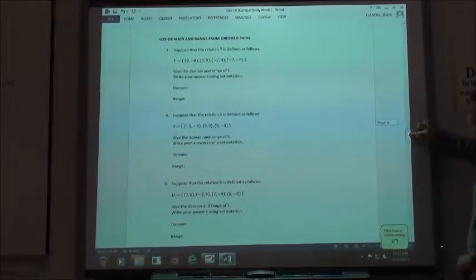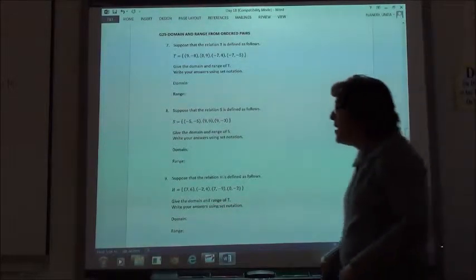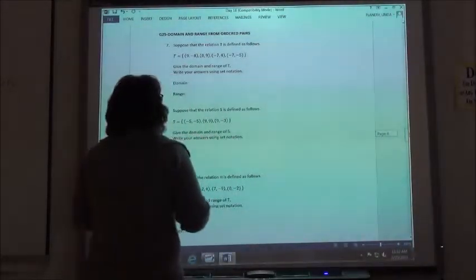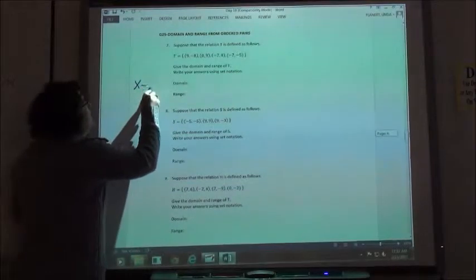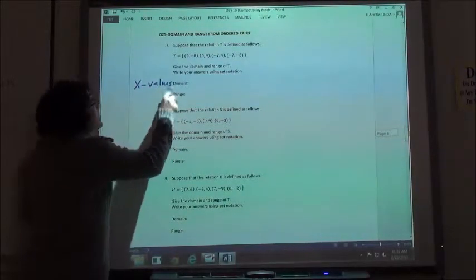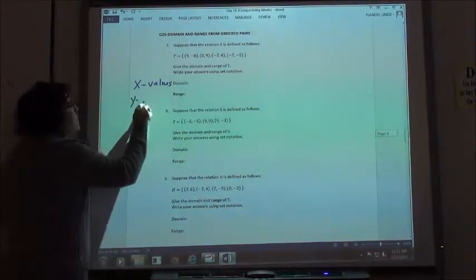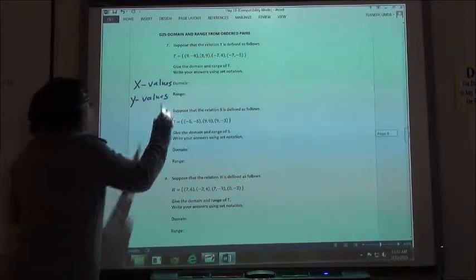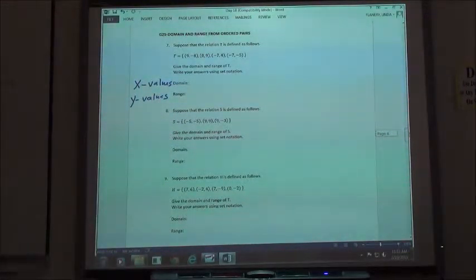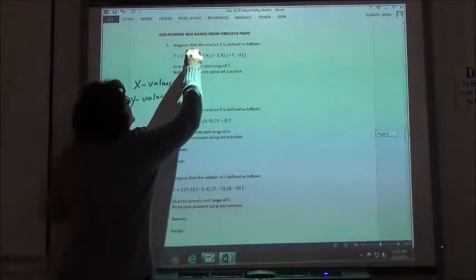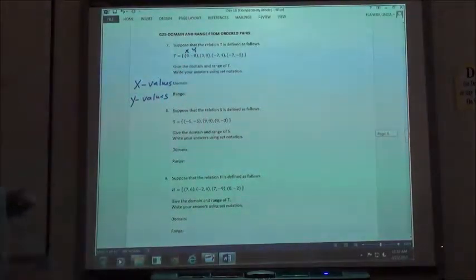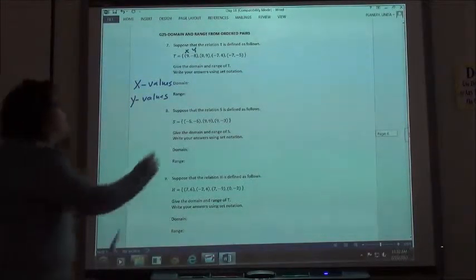So, domain and range. We just talked about domain and range a little bit. The domain are your x values. Your range are your y values. So it gives us a list of ordered pairs. We know in our ordered pairs that the first one's an x, the second one is a y. The domain is listing the x values, the range is listing the y values. We're going to put it in set notation.